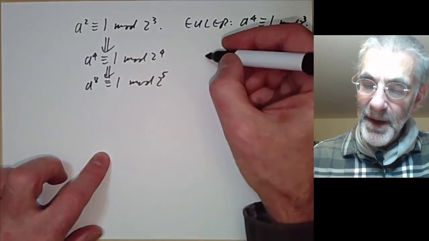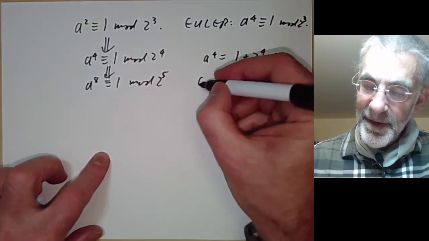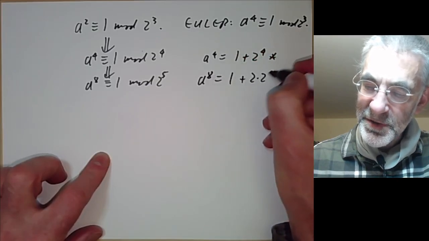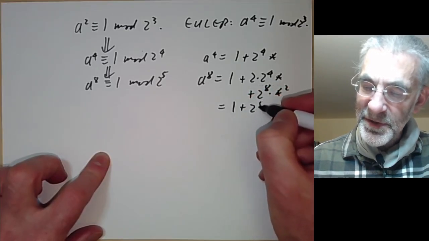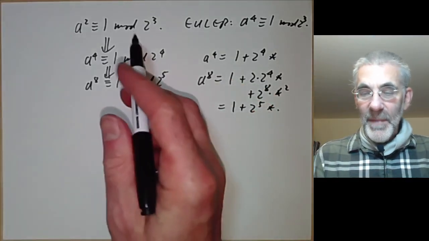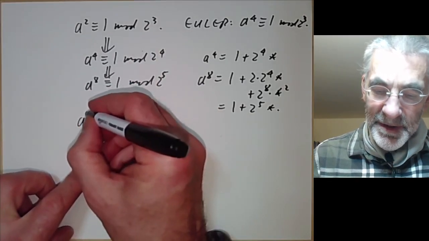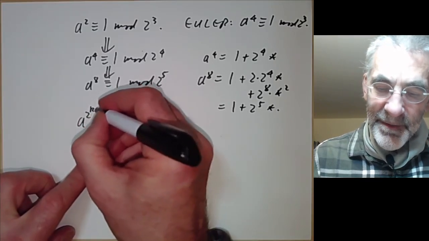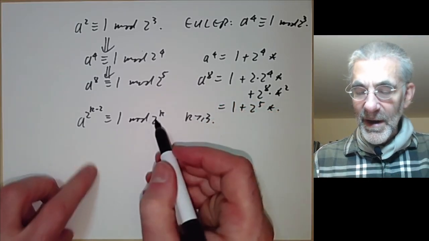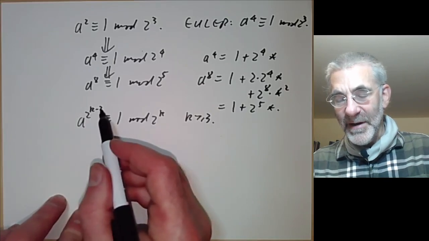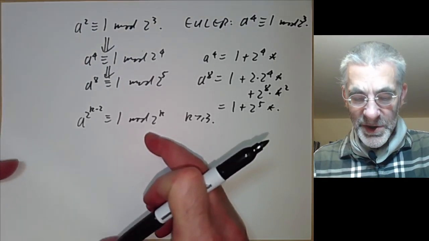For instance, if a to the 4 is equal to 1 plus 2 to the 4 times something, then a to the 8 is going to be 1 plus 2 times 2 to the 4 times something plus 2 to the 8 times something squared, which is of the form 1 plus 2 to the 5 times something. So in fact, we can squeeze out an extra factor of 2. We find that a to the 2 to the k minus 2 is congruent to 1 modulo 2 to the k whenever k is greater than or equal to 3. And Euler only gives 2 to the k minus 1 instead of 2 to the k minus 2. So we can squeeze out an extra factor when the prime is 2.